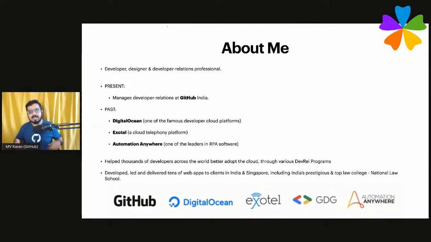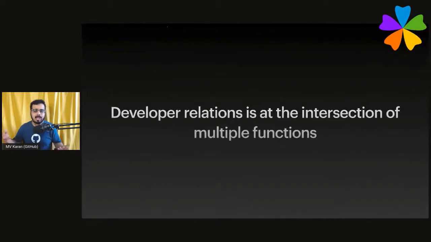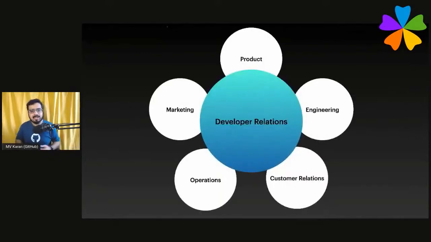And the reason why there is so much curiosity and confusion is because, as all of us know, developer relations is at the intersection of multiple functions. It's not just a single function, very similar to how many of the traditional functions might be in companies, but it's at the intersection of multiple ones. And I believe this is probably a very high level overview diagram of what this intersection looks like.